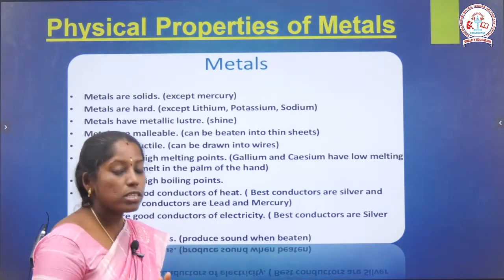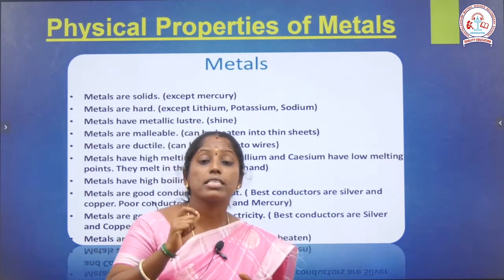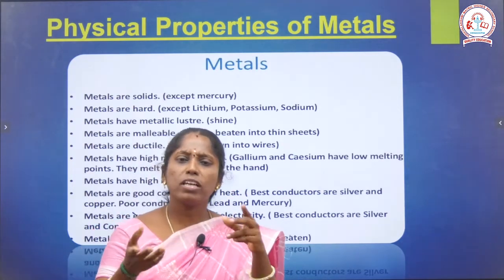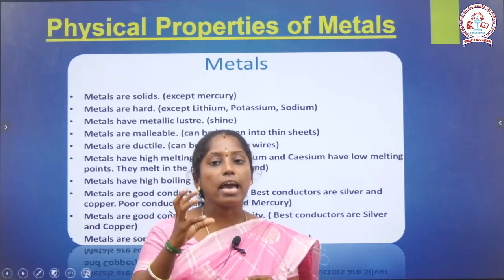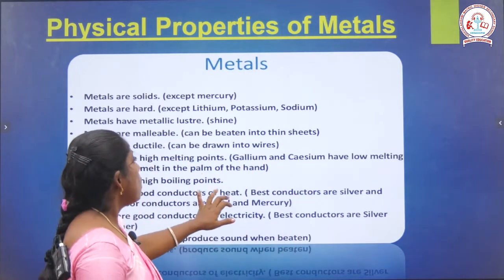Then finally, metals are sonorous. They make a sound. If we go and touch that, it makes a sound. We know that electric bells and all are made up of metal only. Okay, they make that sound. So that is sonorous. So these are the properties of metals.